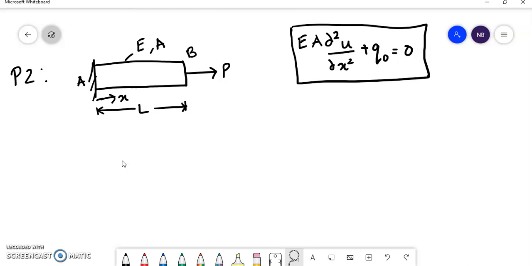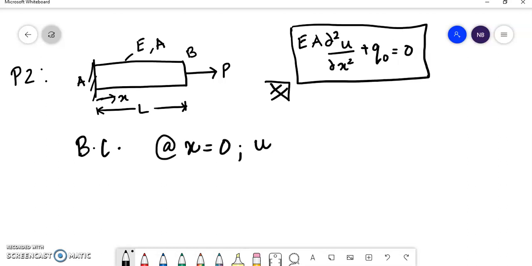We know that the governing equation of a bar subjected to a concentrated load P at the free end is given by EA ∂²u/∂x² + q0 = 0. Now applying the boundary conditions, we know that at the fixed end, at x equals 0, the displacement is 0.